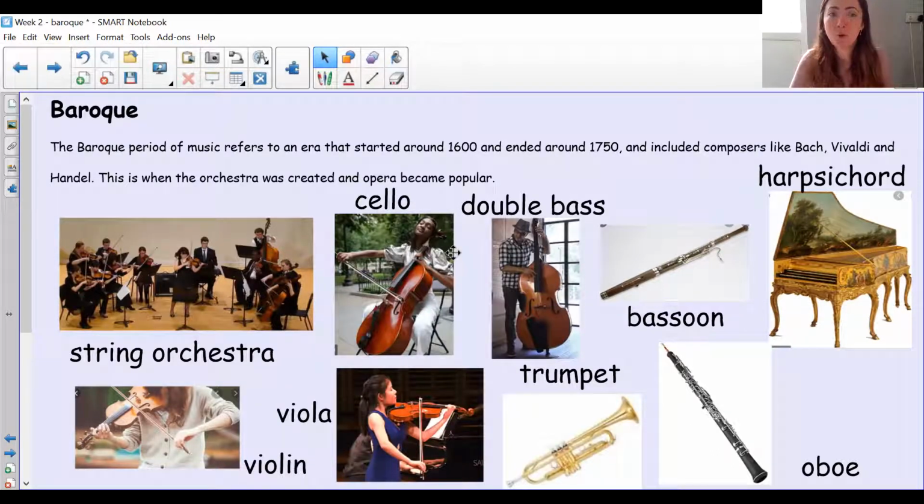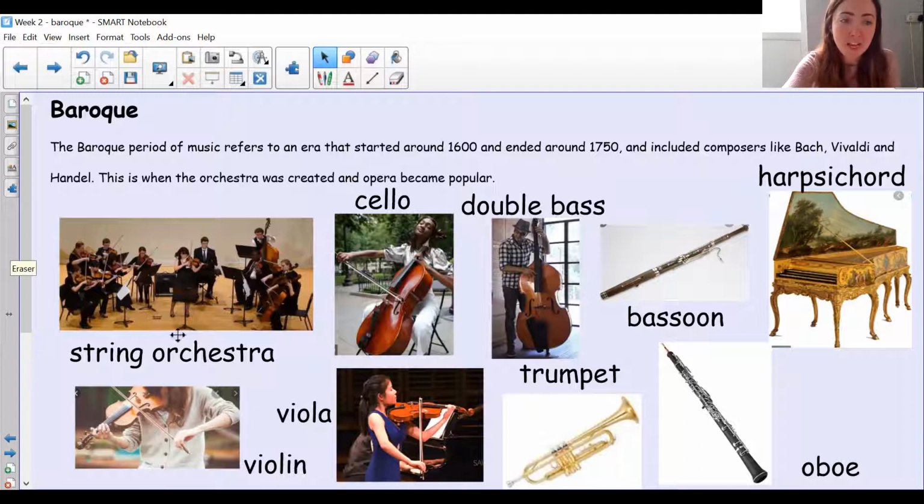And this is the time when the orchestra was created. So we still have orchestras these days, and opera became popular as well. So the style of singing opera. So here are some of the instruments that are really common in Baroque music.